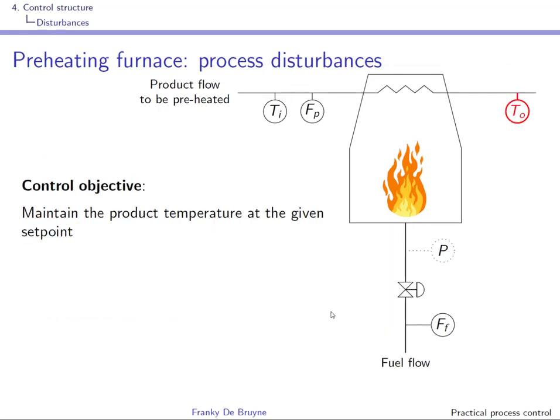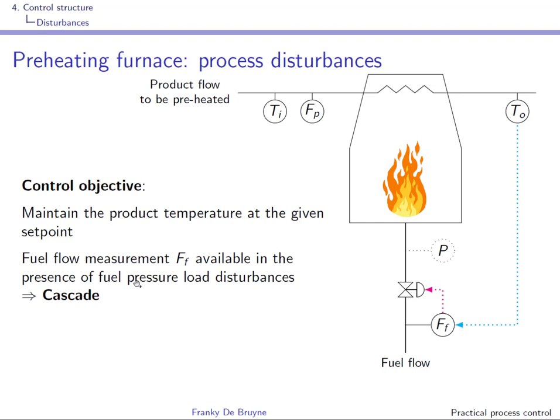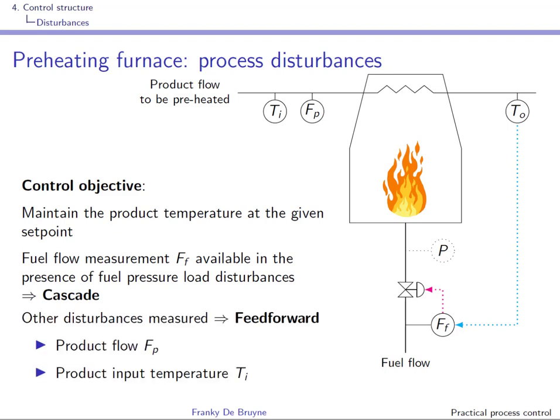Let us summarize things. The main control objective was to maintain the product temperature at the output of the preheating furnace at a given set point, and therefore we had chosen this PV. We had identified two candidate MVs, but if there are pressure load disturbances, and the fuel flow measurement is available, then you can implement a cascade, and this cascade control will reject pressure load disturbances. Note that you can reject those disturbances without a sensor because they are indirectly captured using the fuel flow measurement, right?